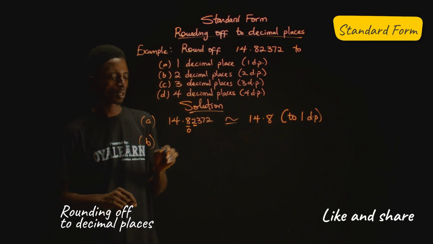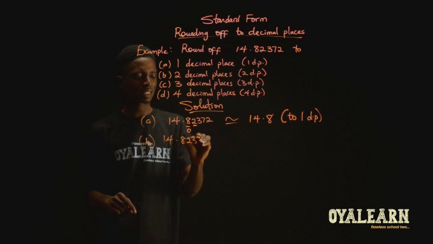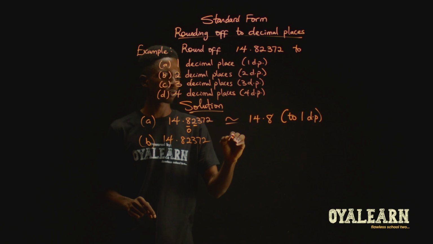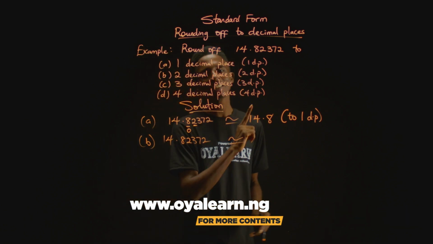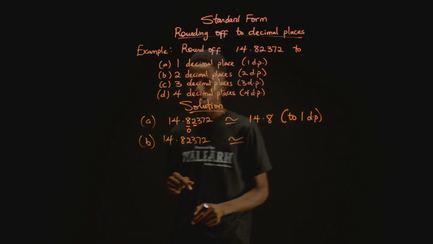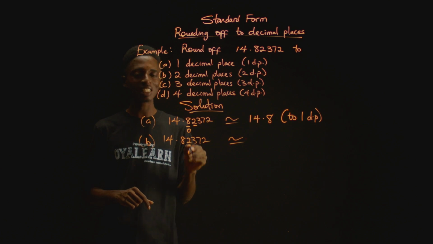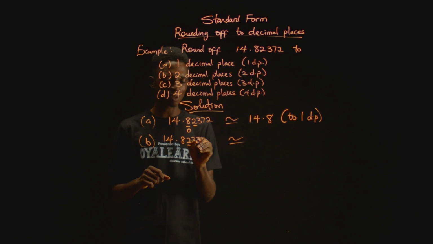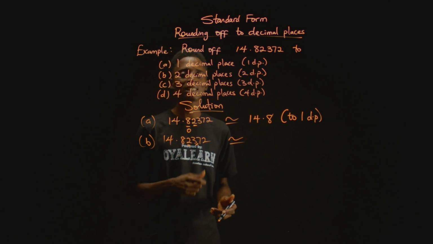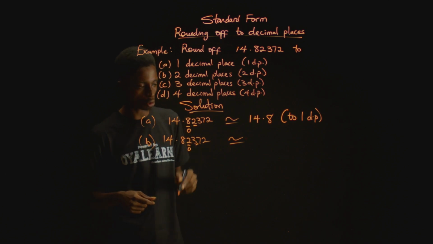Now B, rounding off the same number, 14.82372, but this time to 2 decimal places. Now let's identify the digit that is in our rounding off point. After the decimal point, we have 1 and then 2. So this is the digit in our rounding off point, the digit 2. And the next digit to it is digit 3, which means we are still going to round down. That is, we are adding 0 to digit 2.